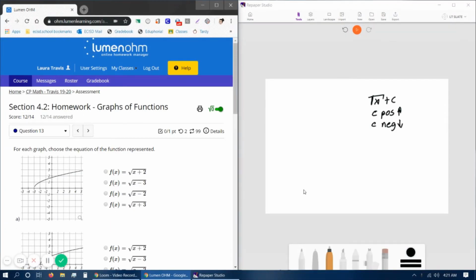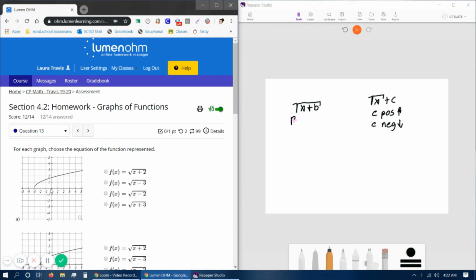Question 13 is similar to question 12. However, this time we have functions in the form of f of x equals the square root of x plus b, with a constant inside the square root symbol. This means that instead of shifting the graph up or down, it will shift the graph left or right from the parent function, which starts at 0, 0. The starting point is called the vertex.